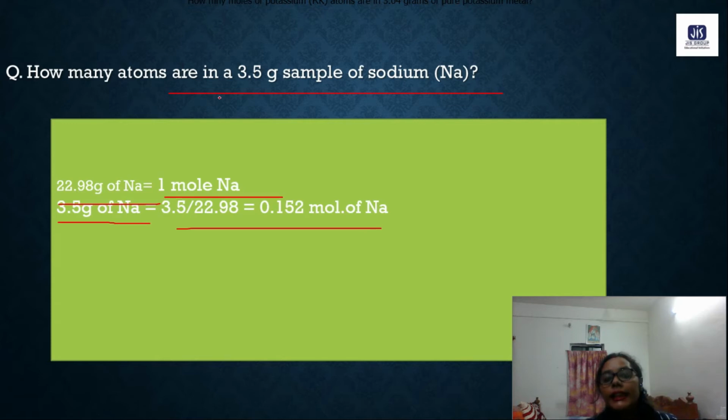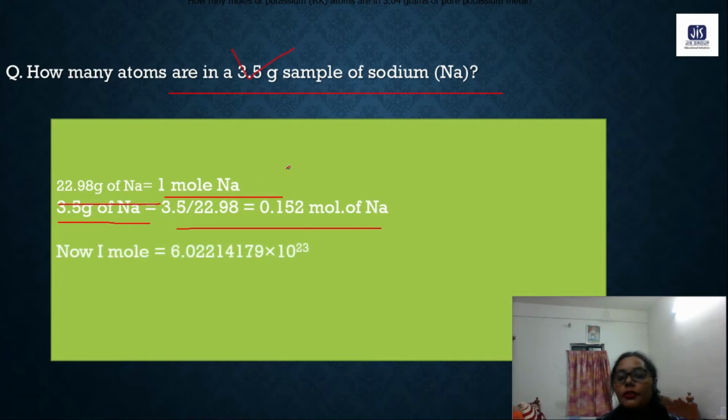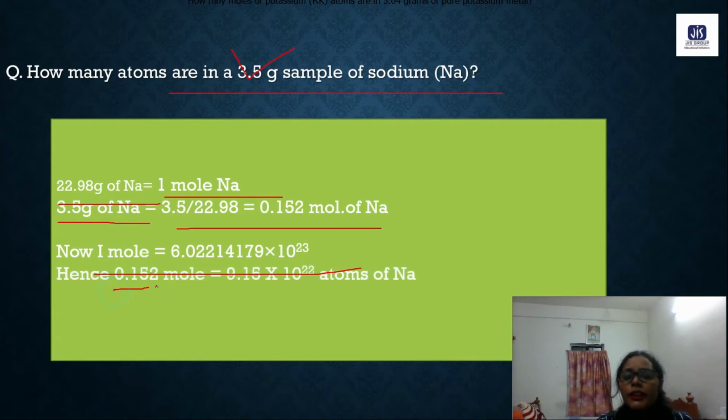So if you have this type of question, first you have to convert the gram into mole. How many moles of sodium are present? This 3.5 gram means 0.152 mole of sodium. Now we know 1 mole equals 6.02214179 × 10^23 atoms of sodium. So 0.152 mole equals 9.15 × 10^22 atoms of sodium.